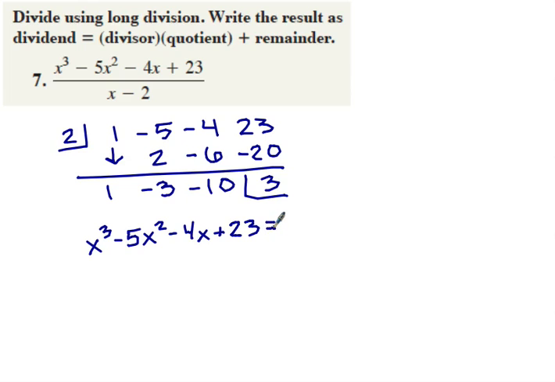Equals our divisor, which was this x minus 2. So this was the dividend piece. There's our divisor, so this is that x minus 2, times our quotient. That's what's left over. There's our x squared minus 3x minus 10 plus our remainder. There's our remainder, 3. Okay, which gives us the exact same thing, but a whole lot faster.